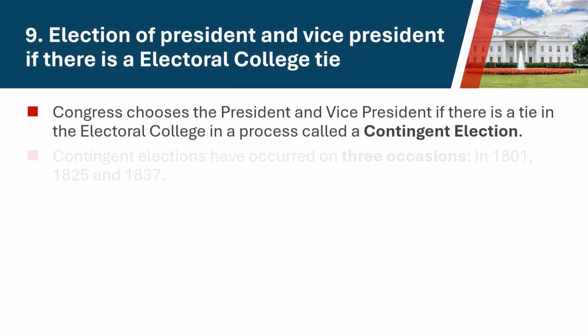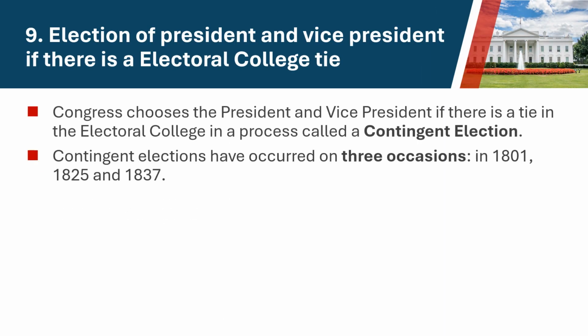Finally, Congress elects the President and Vice President in the event of an electoral college tie. Congress chooses the President and Vice President if there is a tie in the Electoral College in a process called a contingent election. Contingent elections have occurred in 1801, 1825, and 1837.